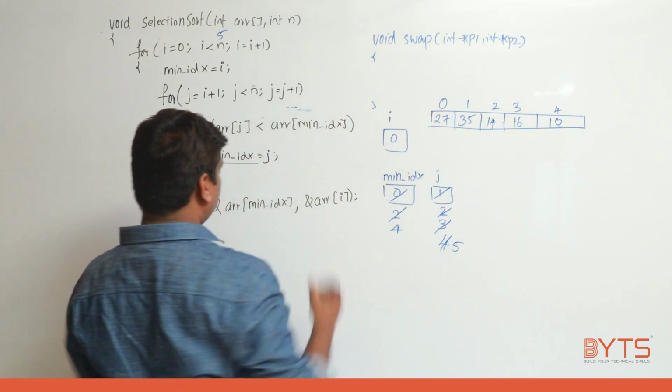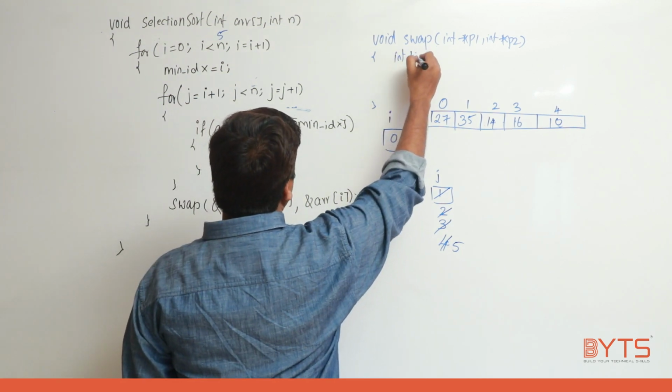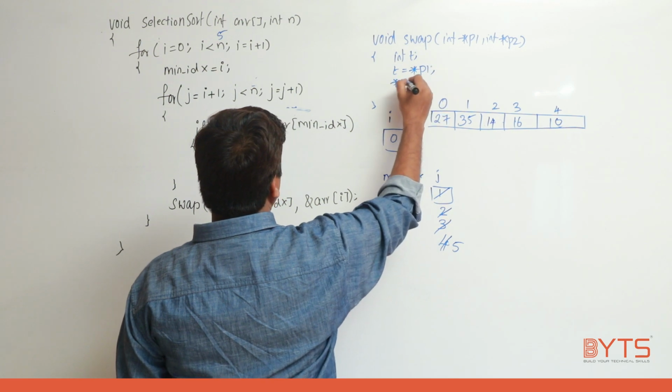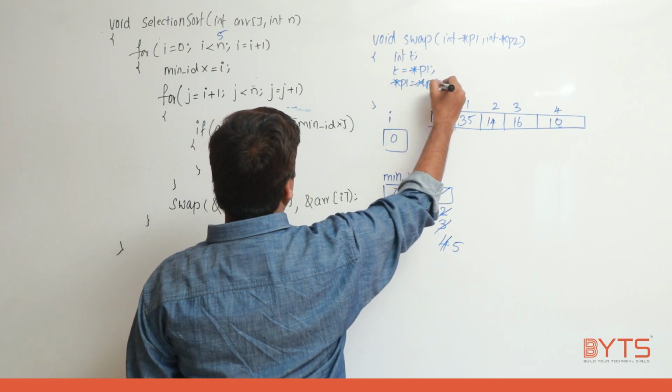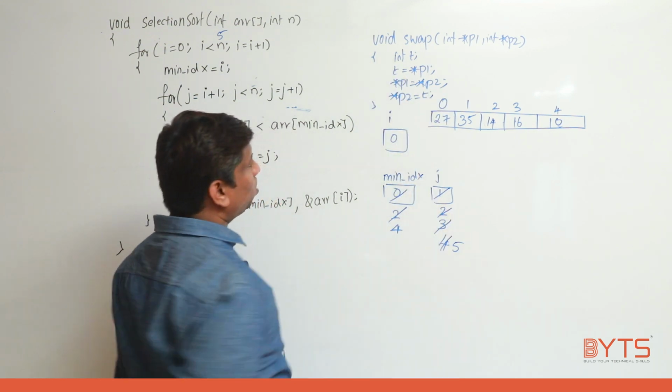Why pointers? Because I am passing the addresses, right? Next, what can I do? Int t. t is equal to *p1. *p1 is equal to *p2. *p2 is equal to t. That is what the swap does.